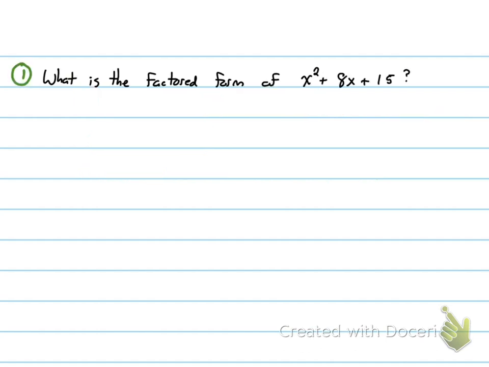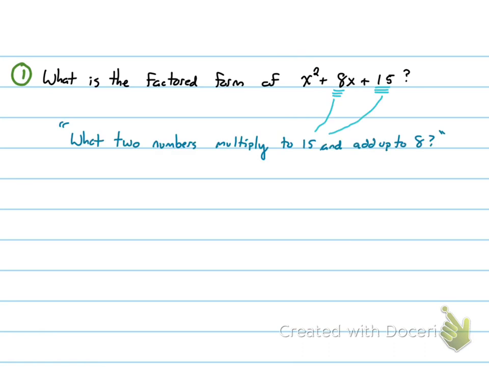To start, I want to know what is the factored form of x squared plus 8x plus 15. So I'm going to go from the trinomial to a product of two binomials. What I'm asking myself is what two numbers multiply to give me 15 and add up to give me 8? To do that, we're going to make an AC chart. So what do I mean by that? We need to figure out what our A, B, and C values are. Our A value, we don't really see anything, so we know that's 1. Our B value is positive 8, and our C value is positive 15.